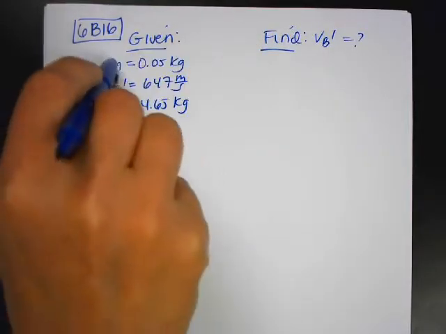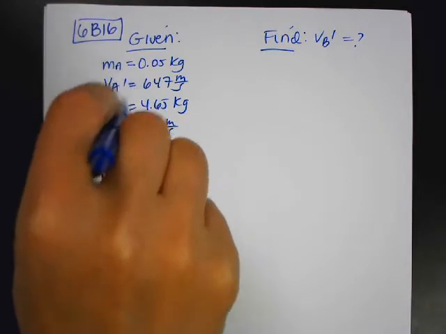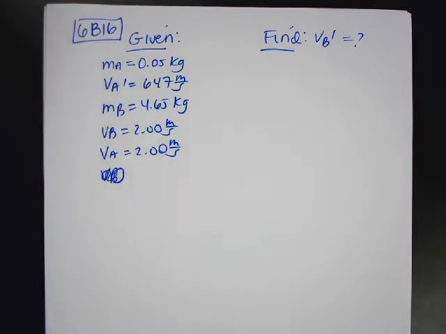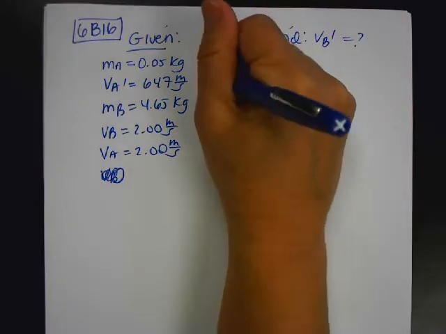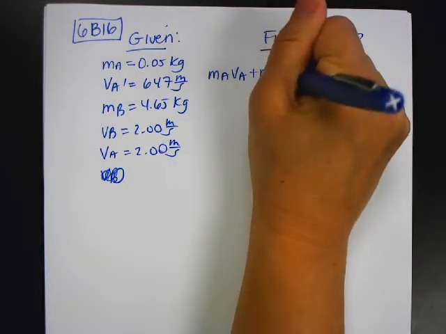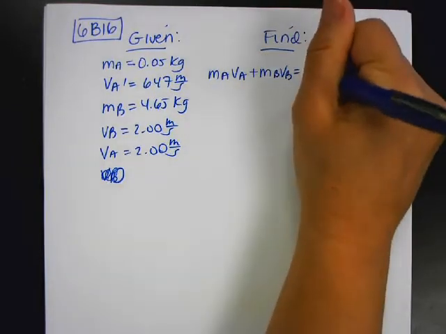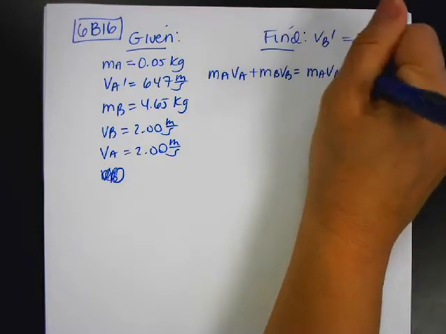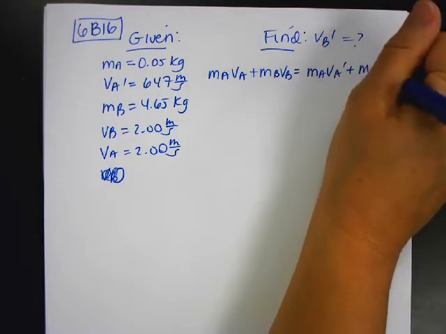So we have MA, MB, VA prime, and VA and VB. So now after that, it's home free. That's why the given is so important, because you write down what you're given and what you want to find. So MAVA plus MBVB is equal to MAVA prime plus MBVB prime.